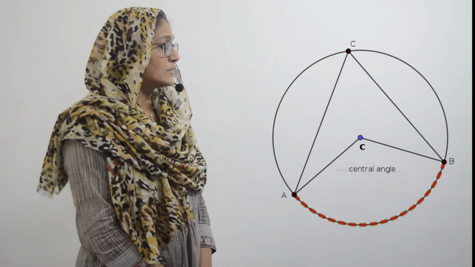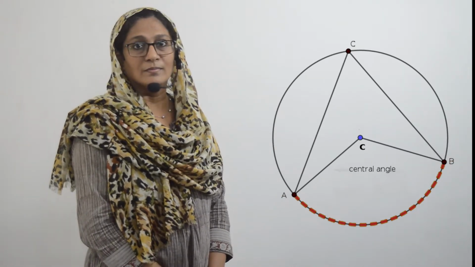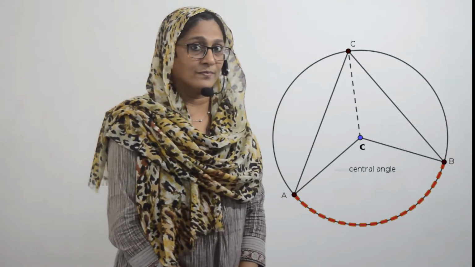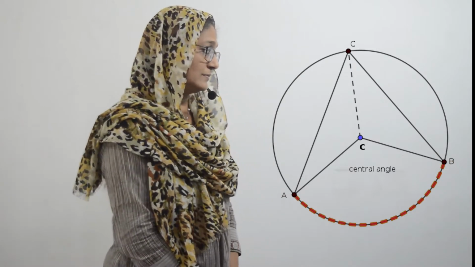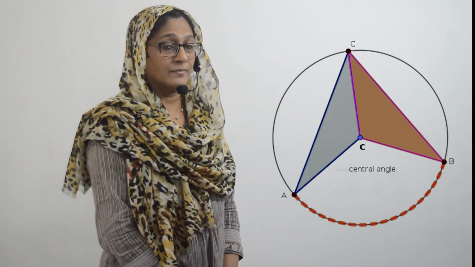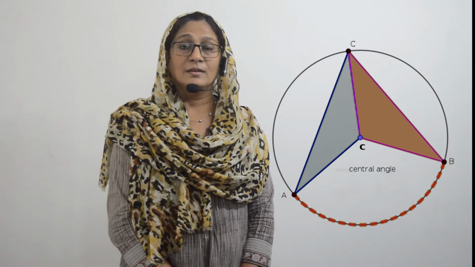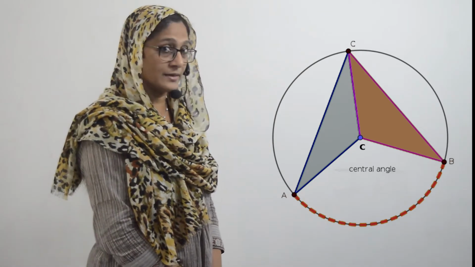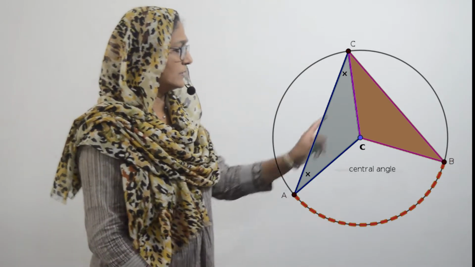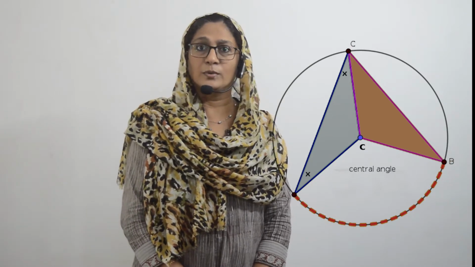I have joined C to the center O, where we get 2 triangles now. We can see 2 smaller triangles. See the first triangle. It is formed by 2 radii and another line, so it's an isosceles triangle. Let us say the 2 equal angles are x and x. Now where is the third angle? Yes, over here. The third angle will be 180 minus 2x, isn't it?